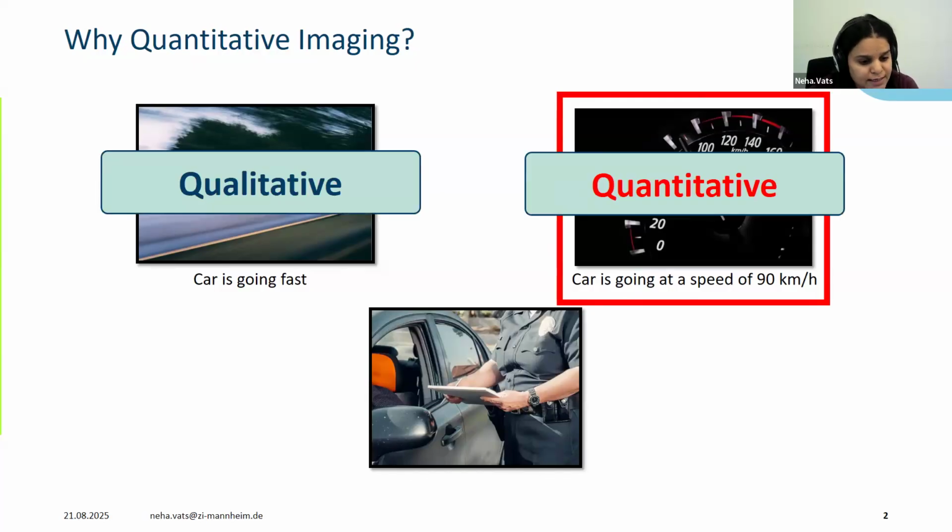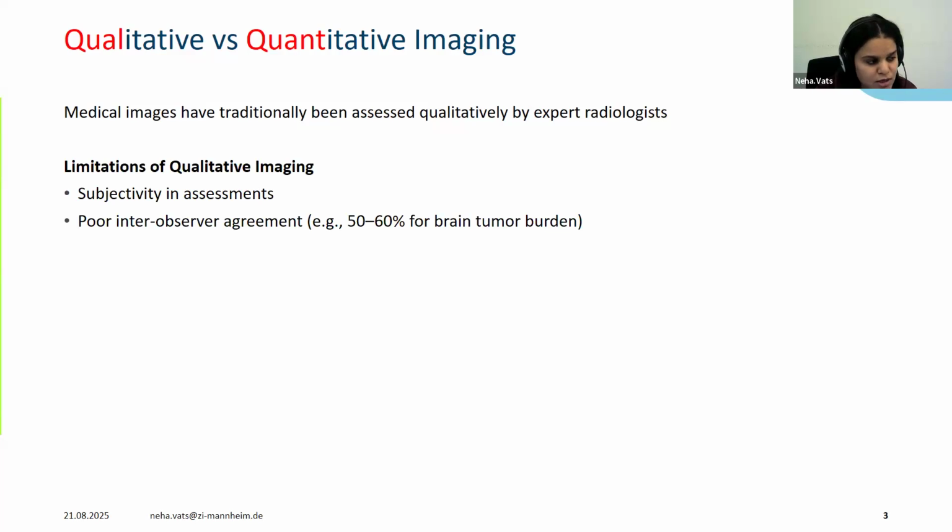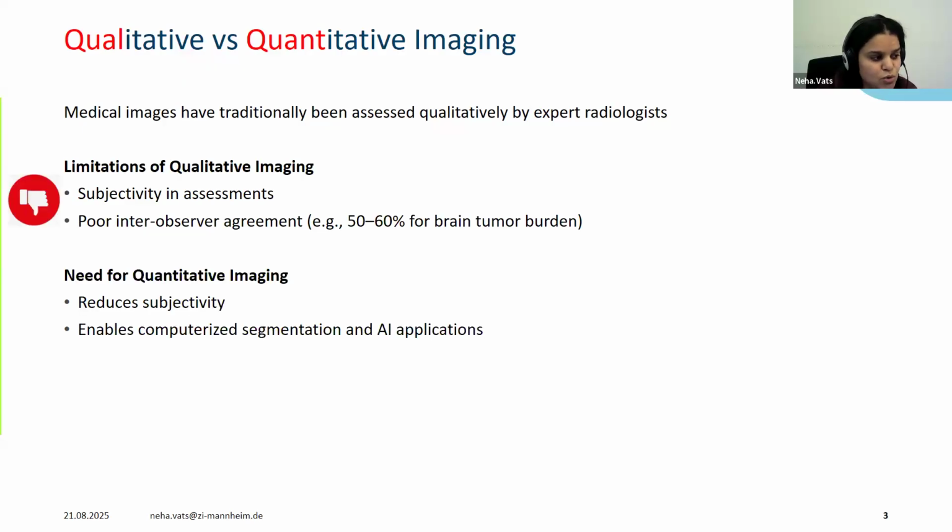Now moving on to scientific terms, why qualitative versus quantitative imaging? Similarly, in medical images, traditionally, radiologists used to assess the data qualitatively. That means that the radiologist looks at an image and makes a judgment based on experience that this tissue looks denser or that lesion looks suspicious. But this is a very subjective approach. Two doctors might have slightly different opinions. Quantitative imaging, on the other hand, turns images into numbers. That is, it reduces the subjectivity.